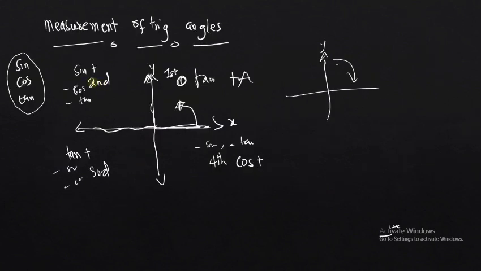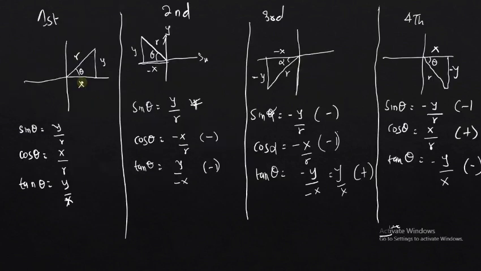So that's why we have these conclusions that in the first quadrant, all the trigonometric ratios are positive. And then in the second quadrant, only sine is positive, cosine is negative, and tan is negative. In the third quadrant, sine is negative, cosine is negative, tangent is positive. In the fourth quadrant, only cosine is positive and the rest are negative.